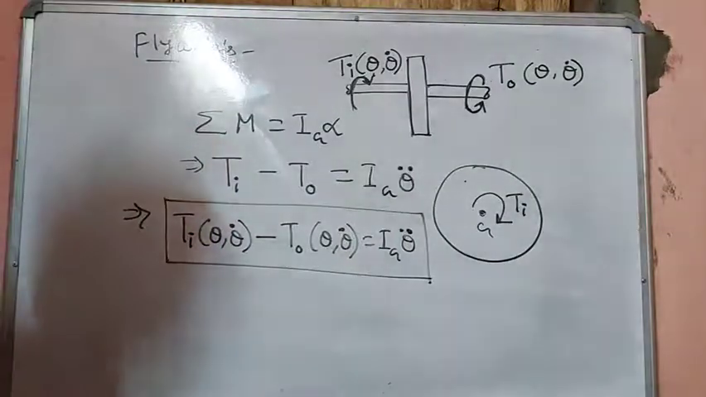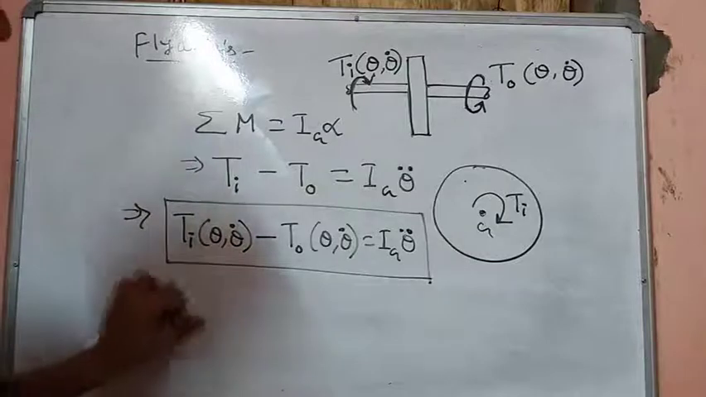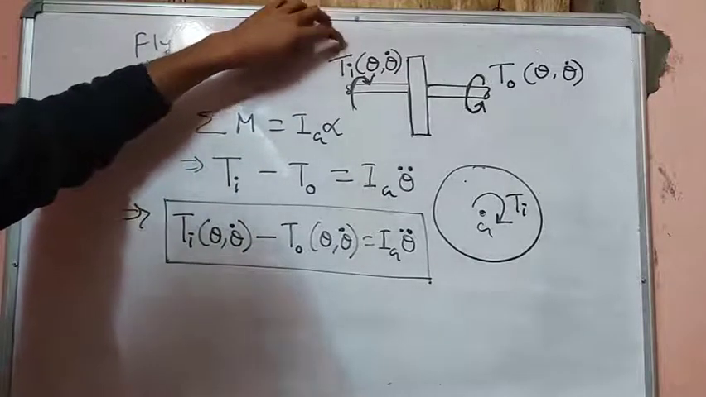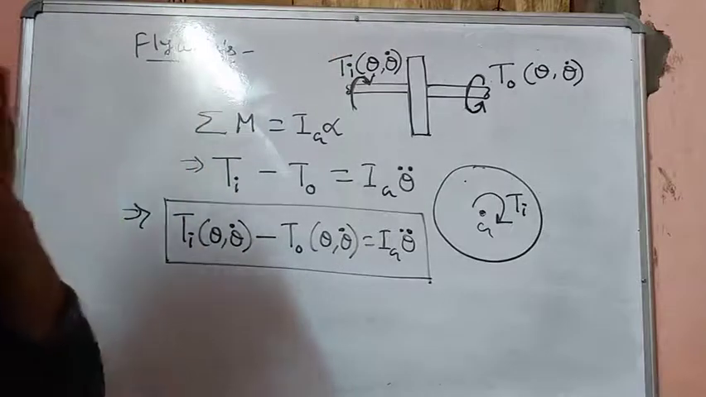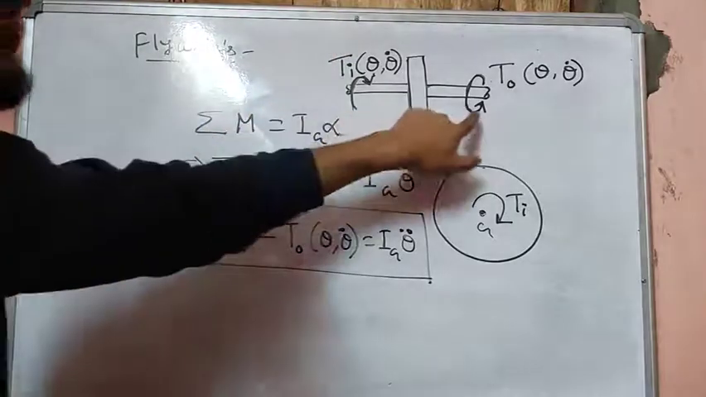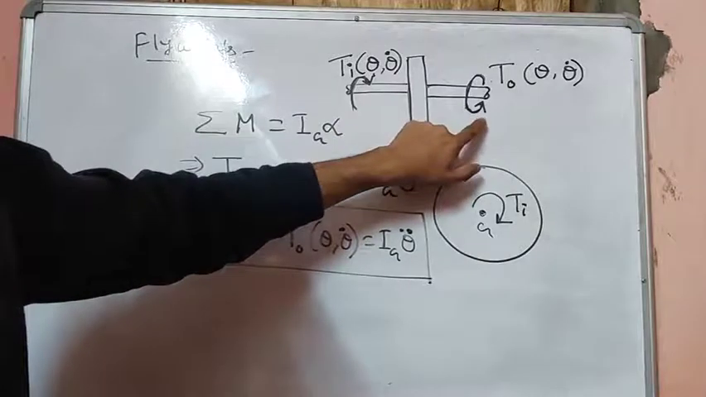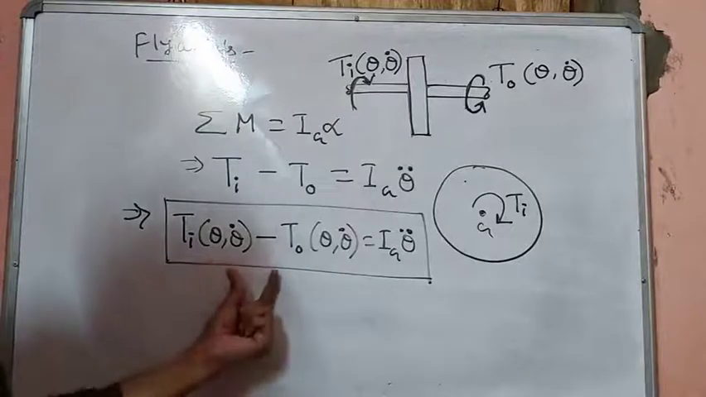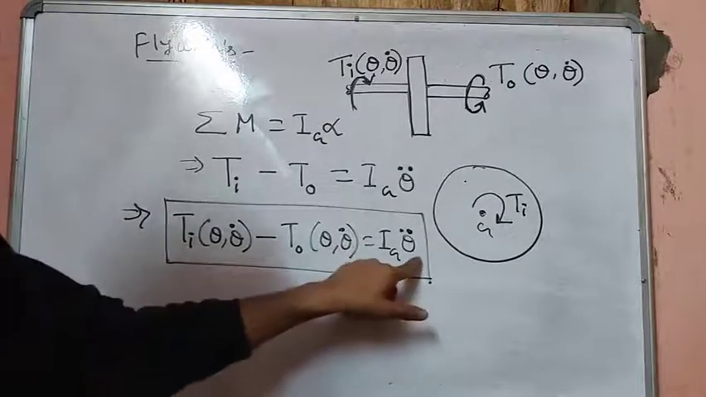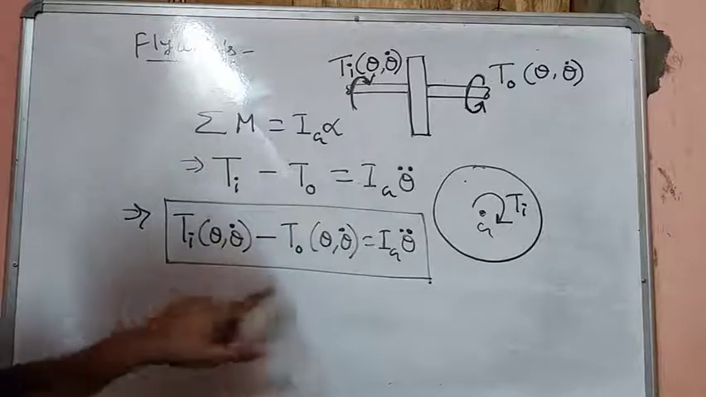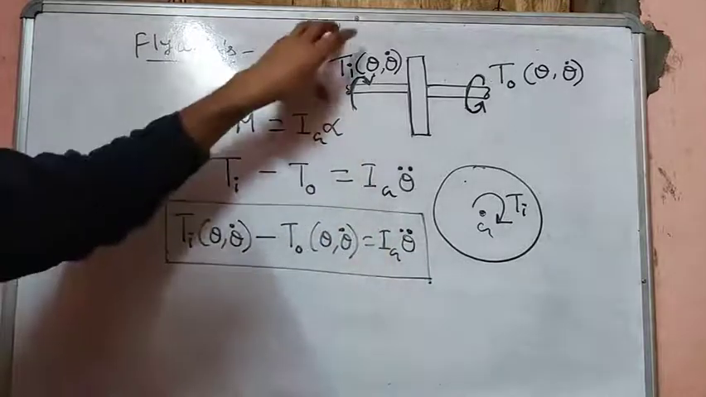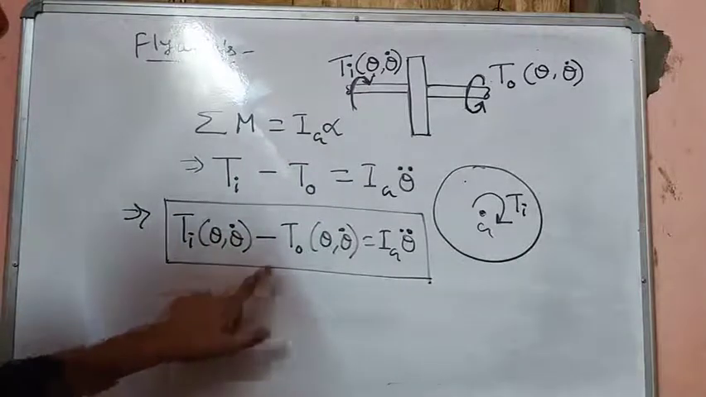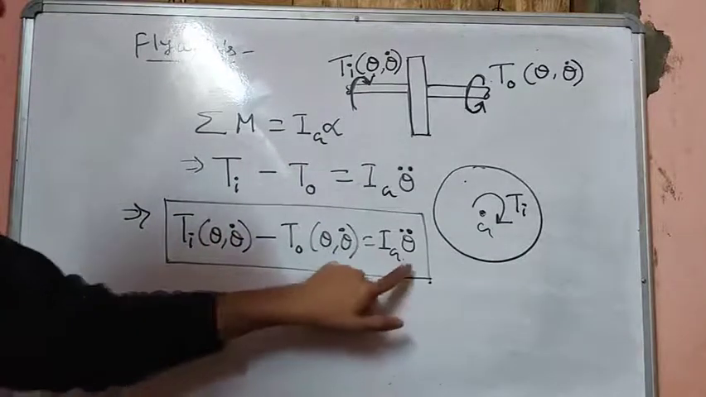Now you see, if the engine torque or the input torque is known, if we have a slider crank mechanism, then we know the input torque, the turning moment as a function of theta. If this input torque and the required output torque or the load torque are known as a function of the angular position, we can put it over here, and we can see that this is a differential equation on theta double dot.